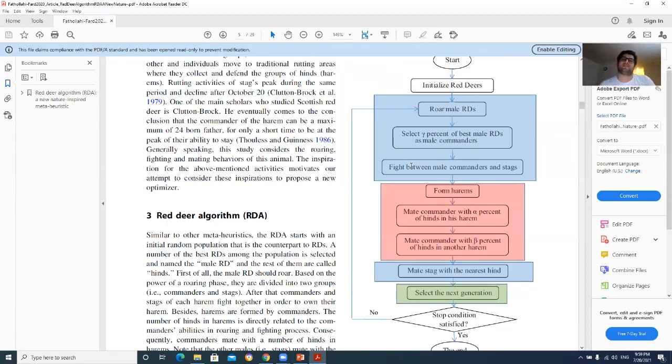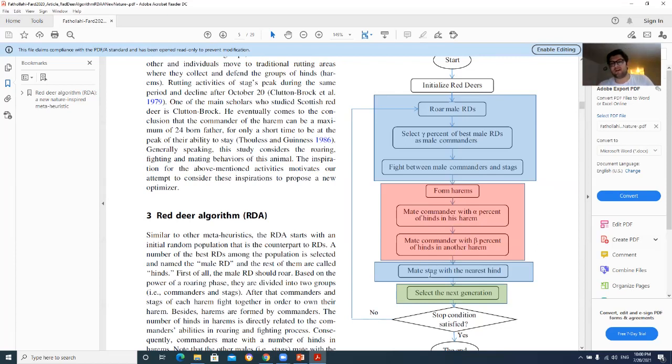a fight between the male commanders and the stags. The stags are young deers, which are very excited, and they try to become a commander and attract hinds. After that, we form the harems, and the mating is done. The commander mates with a percentage of hinds in his harem, and with another hind from outside his harem, because they want to extend his territory.